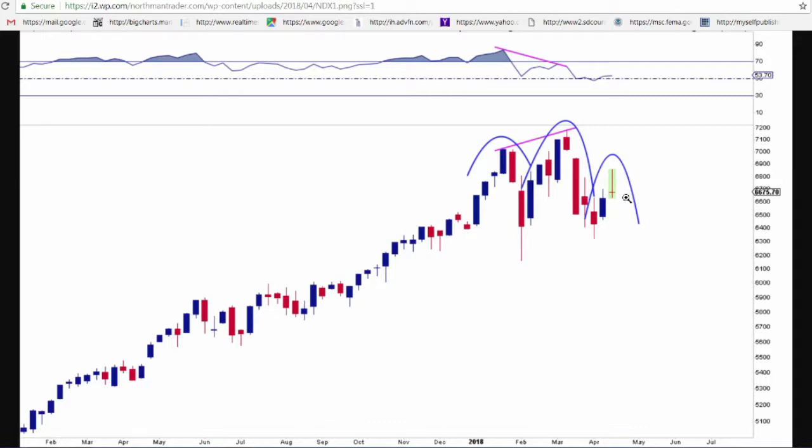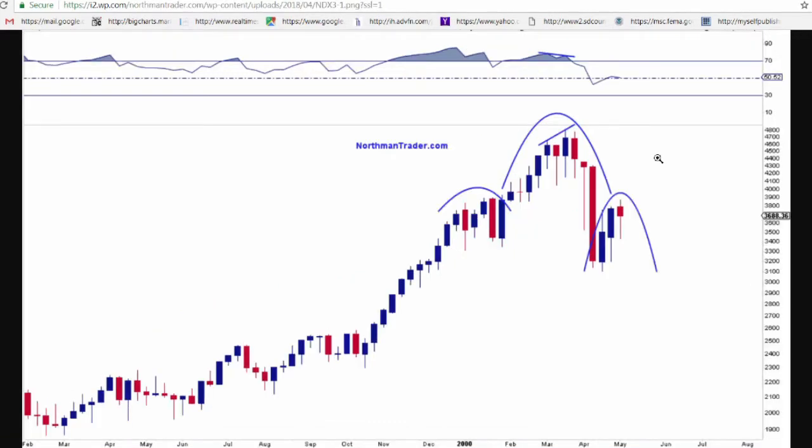So let's go to the next chart. This chart here from Northman Trader is essentially the same thing, the NDX, with the head and shoulder pattern, left shoulder, the head, and the right shoulder, with the price chart here, and in the upper portion is the RSI with the downtrend here and of course the uptrend in the price chart.